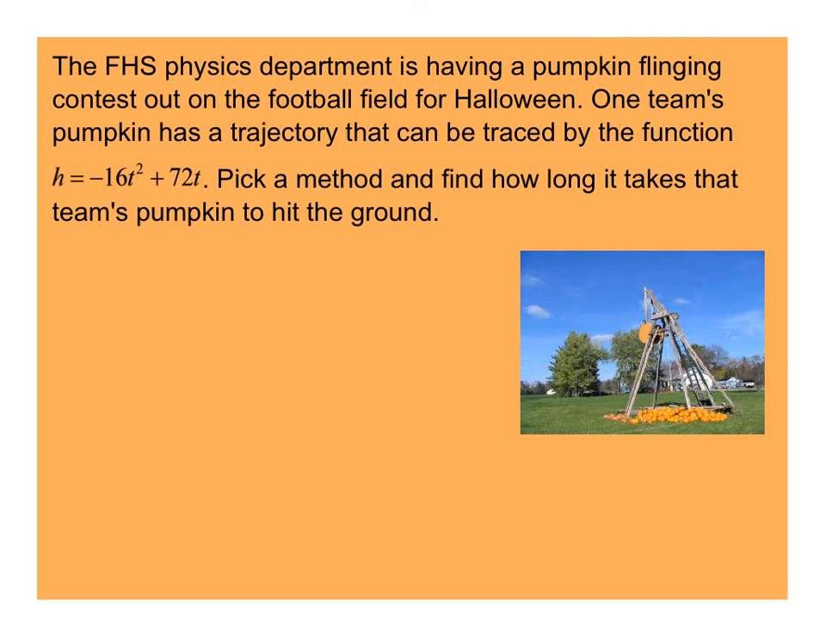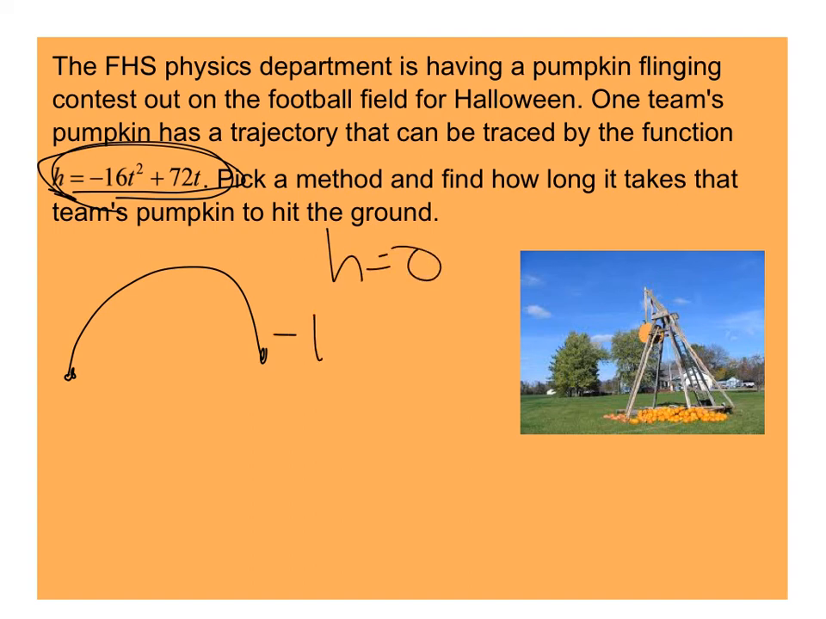All right, so football field for Halloween, one team's pumpkin has a trajectory of that. Pick a method, find out how long it takes to hit the ground. So you're starting at the ground, you're launching to the ground. So negative 16t squared plus 72t equals h. You're trying to figure out where h equals 0. So negative 16t squared plus 72t equals 0.